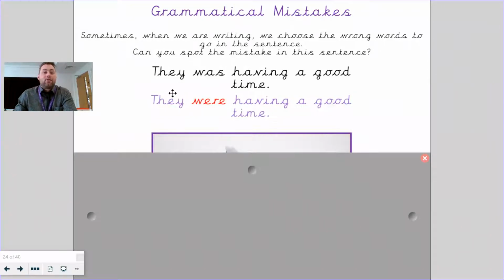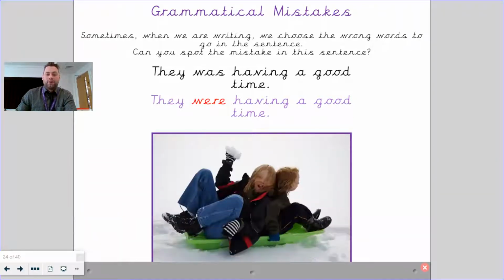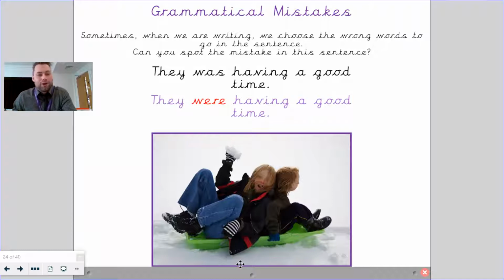Okay, now, when you talk about a group of people, we don't say they was, that's singular. I was, okay, that's what we say. But when you're talking about somebody else or a group of people, it's were. So we say they were having a good time. What were they having a good time doing? Having a good time in the snow, sledding away and throwing snowballs at each other.